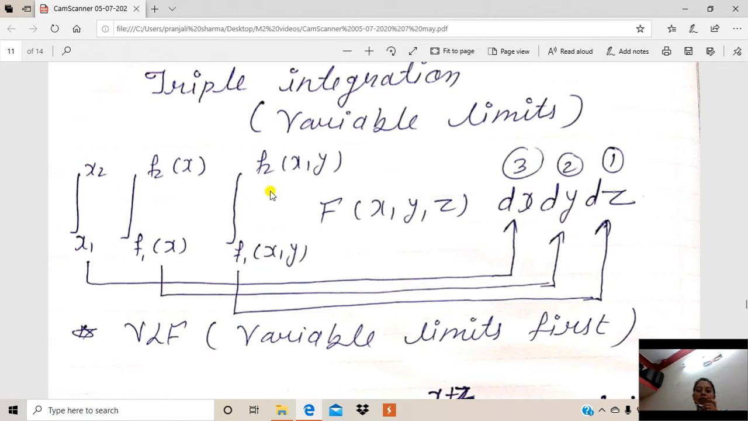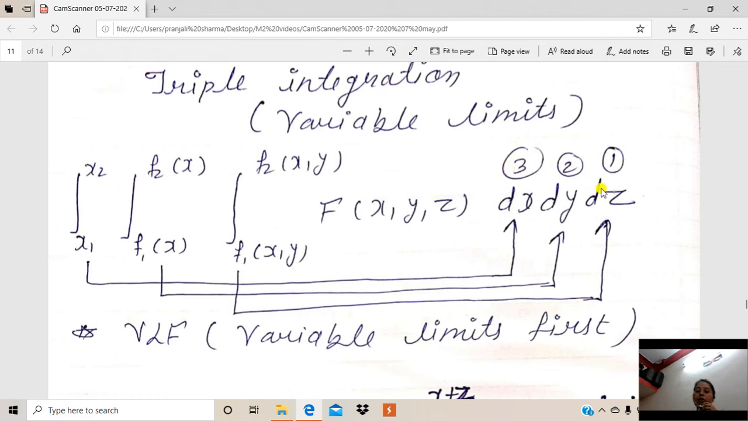Since here we have functions of x and y, the limit cannot be the limit of x or the limit of y, so it will be the limit of z only. And the next limit is f1(x) to f2(x), that means the limits are functions of x, therefore it cannot be the limit of x, so it will be the limit of y, and the second integration is with respect to y. And x1 to x2 are constants, and only x is remaining, therefore x1 to x2 are limits of x, and we have to integrate it with respect to x.